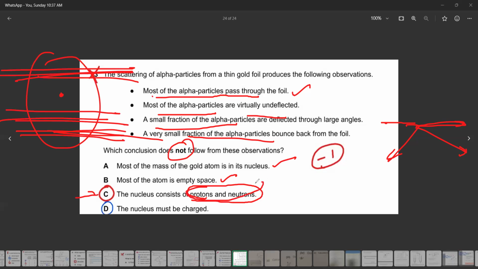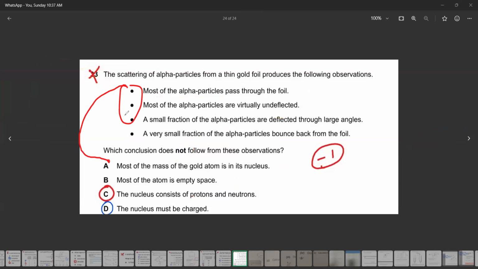Specifically, Rutherford did not conclude that the nucleus has protons and neutrons. The nucleus does contain protons and neutrons, but that is not from the Rutherford experiment. And the nucleus must be charged, that's also right, because the first two conclusions come from this result, and the last one is from this one.